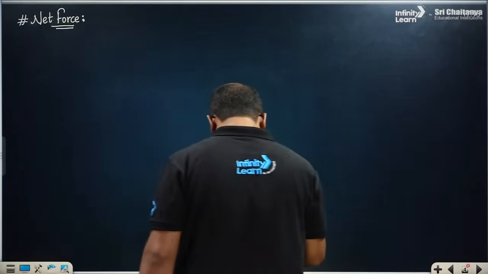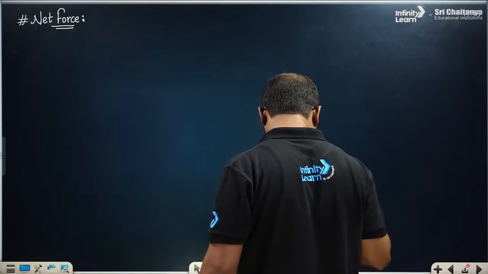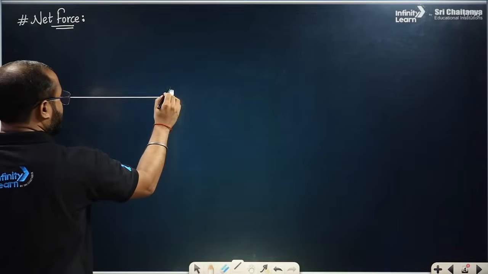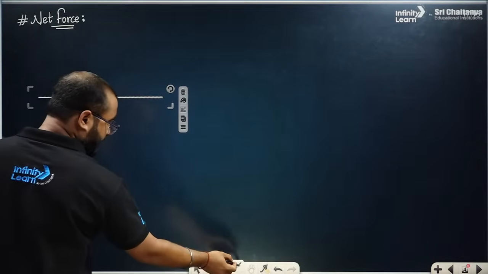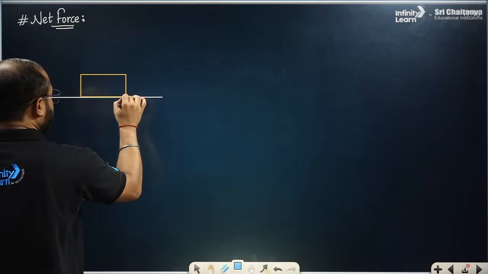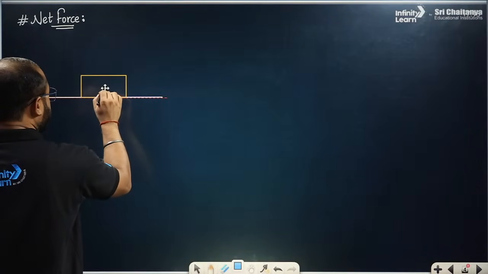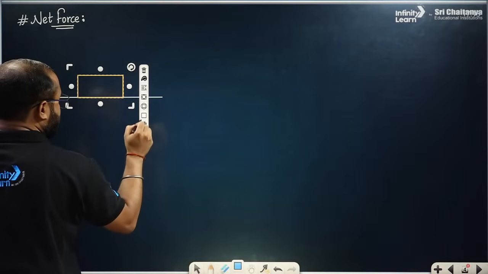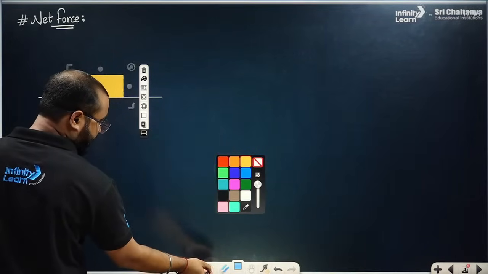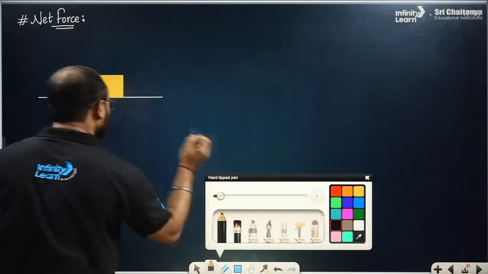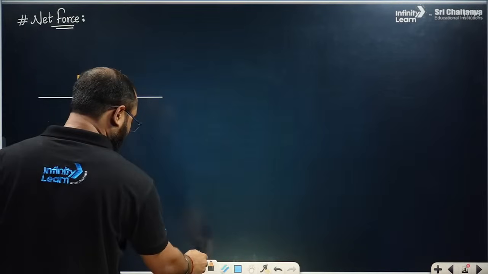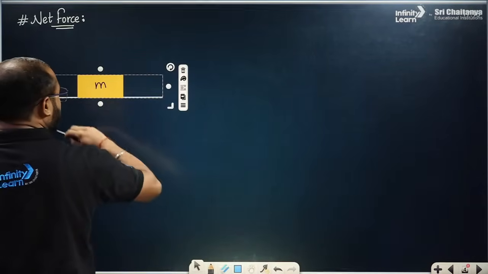So if we talk about net forces, just allow me to make a simple figure for you. Consider there is a body of mass M which is lying on a surface, white color, as you can see. So we will be just copying it.